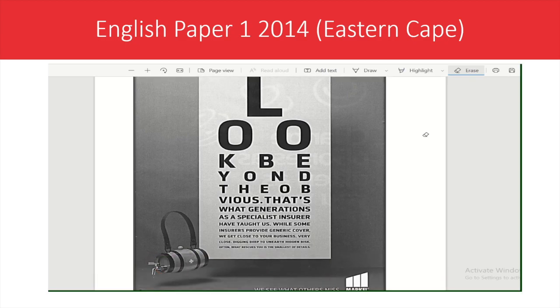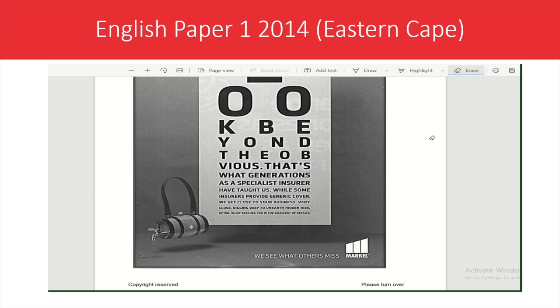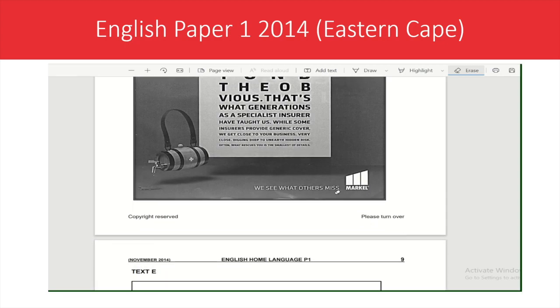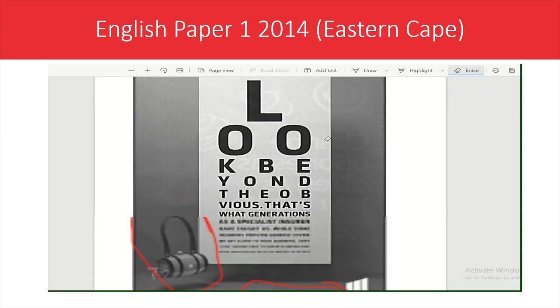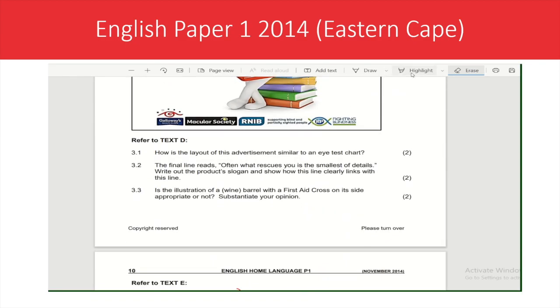It says look beyond the obvious. That's what generations as specialist insurers have taught us. While some insurers provide generic cover, we get close to your business. Very close, digging deep to unearth hidden risk. Often, what rescues you is the smallest of details. Then we have the logo over here, Markle, and the slogan, see what others miss. We have this first aid looking barrel type equipment over here. Okay, let's have a look at the questions.